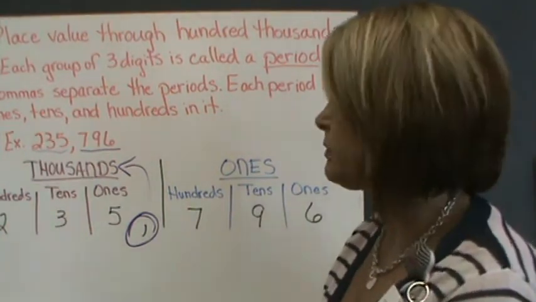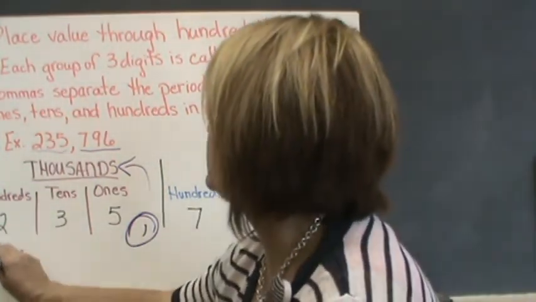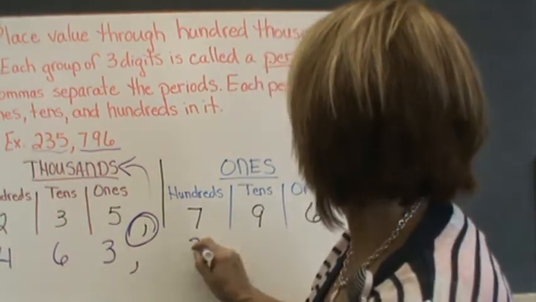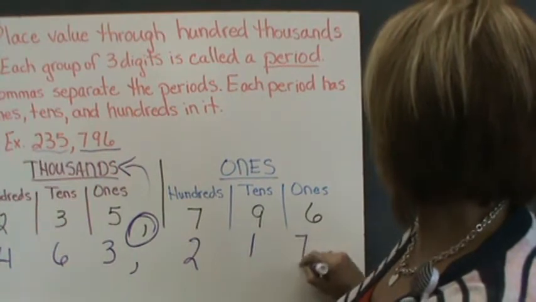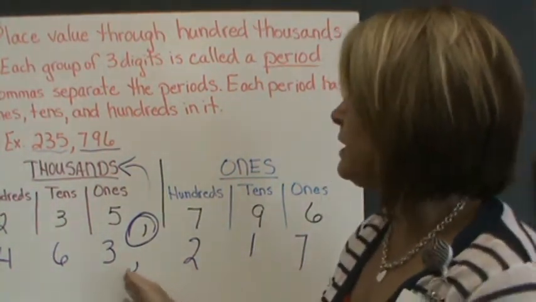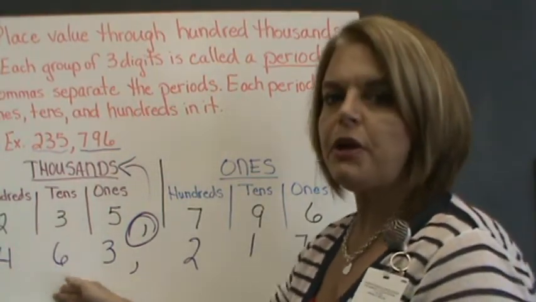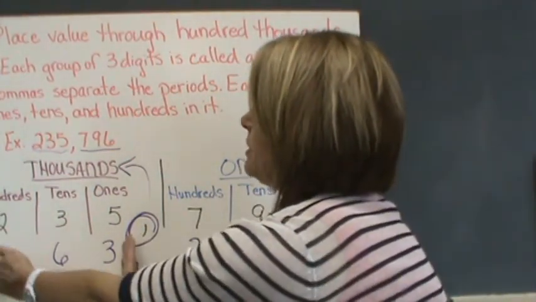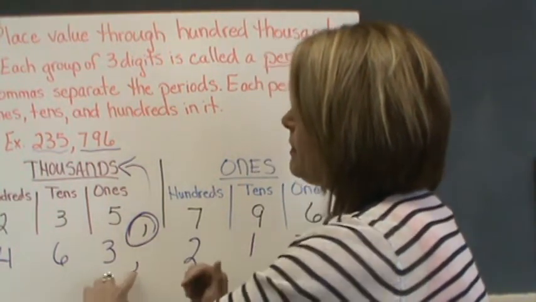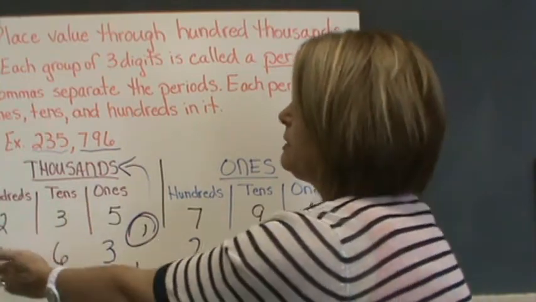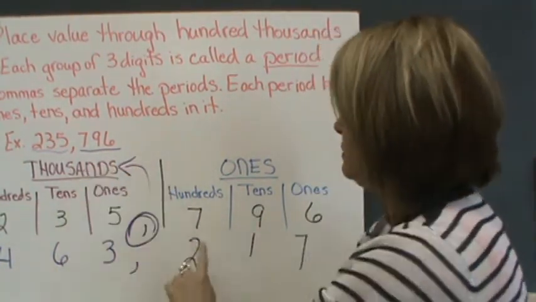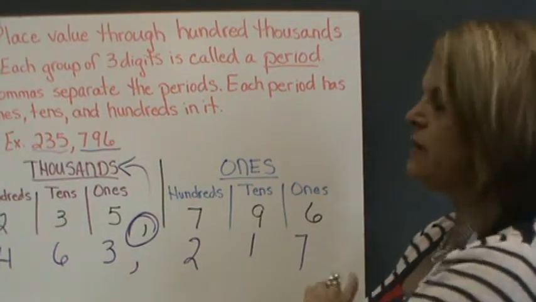And then I read the next period of numbers, 796. Okay, let's make up another number. Let's say 463,217. If I wanted to read that number, I'm going to look again. I see a comma, but here's the first period. So I'm going to look at this and I'm going to say 463. This comma makes me say 1,000 because that's the period I've just read. 463,217.